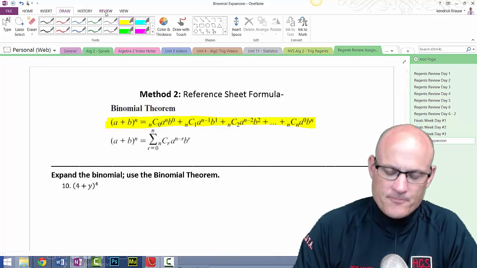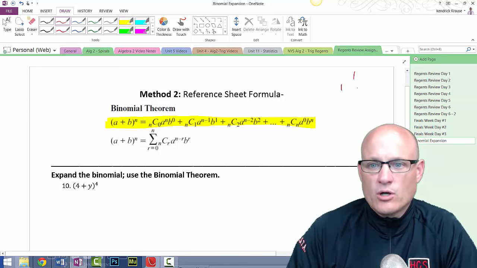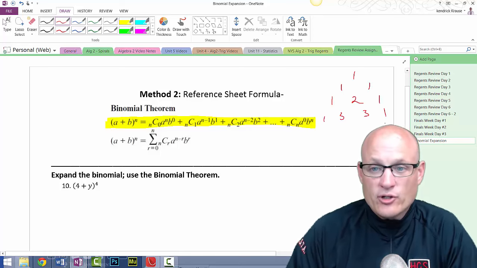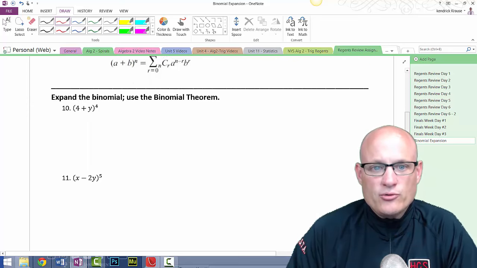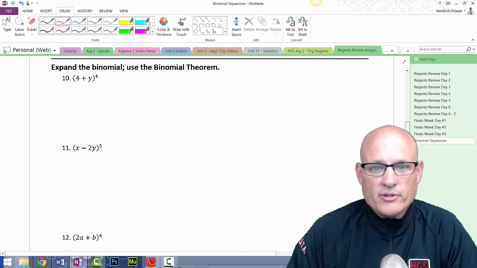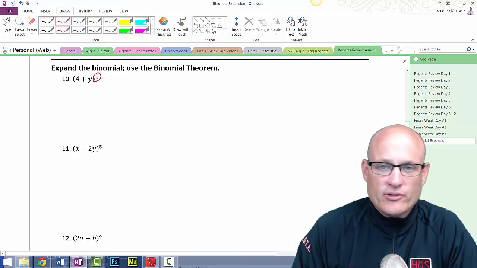So those of you that use Pascal's triangle, where you go 1, 1, 1, 1, 2, 1, 1, 3, 3, 1, and pray like heaven you don't mess up a thing. I do it a little bit different. So I'm going to show you using the binomial theorem. And it really just stems from using combinations.